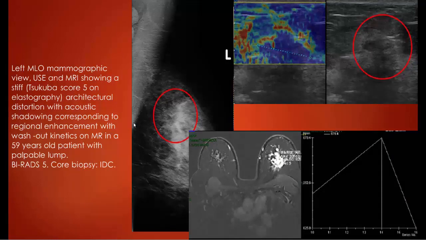Fibrocystic change, mammographic MLO and ultrasound elastography show architectural distortion, acoustic shadowing corresponding to regional enhancement area with wash-out kinetic MRI curve. Patient present with palpable lump, scored by BI-RADS 4, core biopsy impression invasive ductal carcinoma.